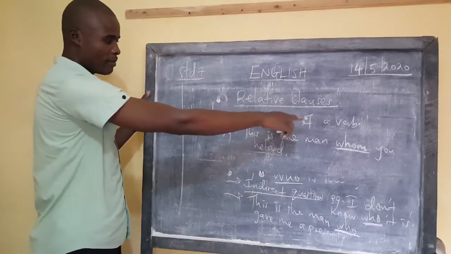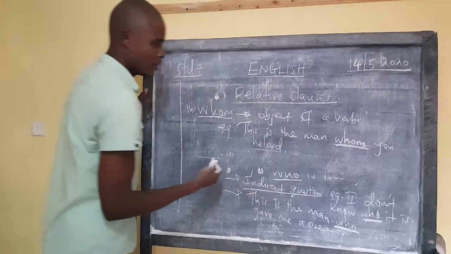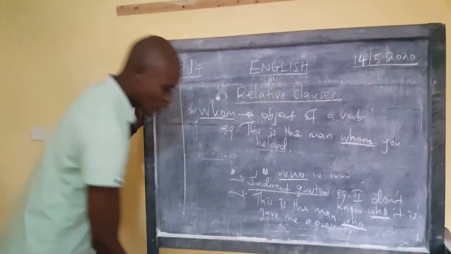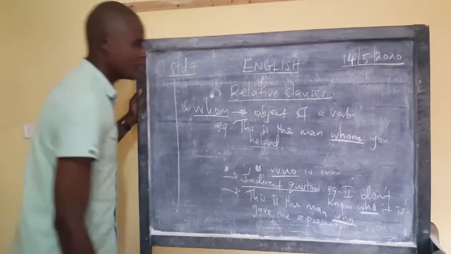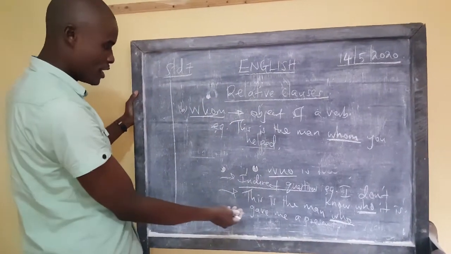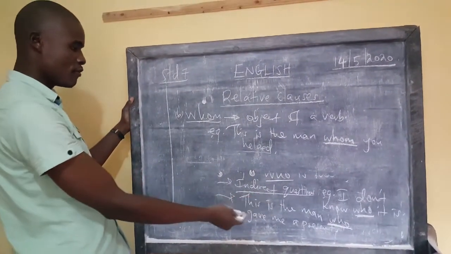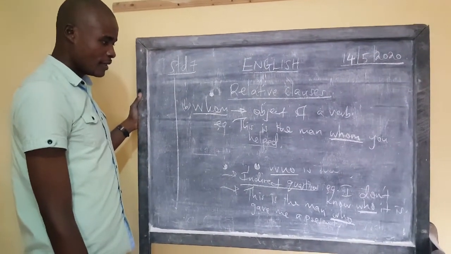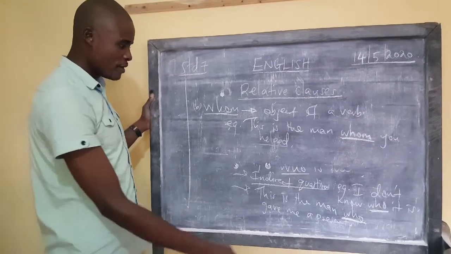Let's talk of that verb, so the subject of the verb. This is a man whom you helped. Lana, there we can talk of very many things. We gave an example here that this is the man who gave me a present. This is a man who gave me a present.